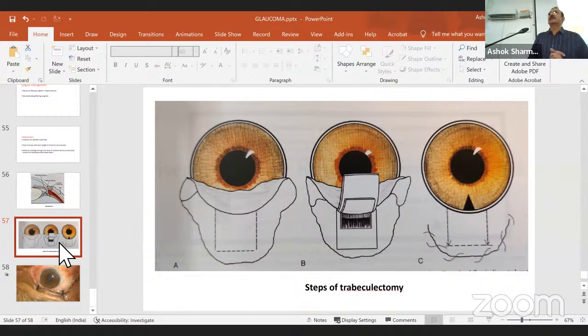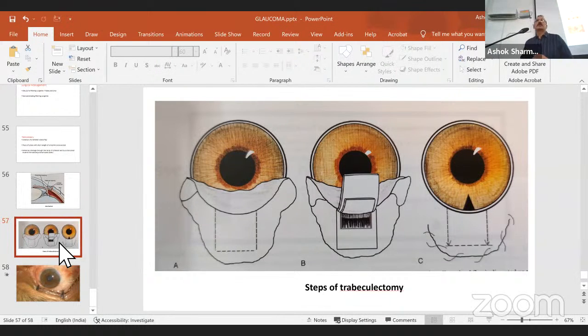What is the difference between medical management and surgical management? Cost is one time, right? Secondly, there is a peak effect of a drug, then it wanes off. But with surgery, if you are successful, the effect is the same. If you are maintaining a pressure of 7, it will be 7 all the time. It will not increase, it will not decrease, right?